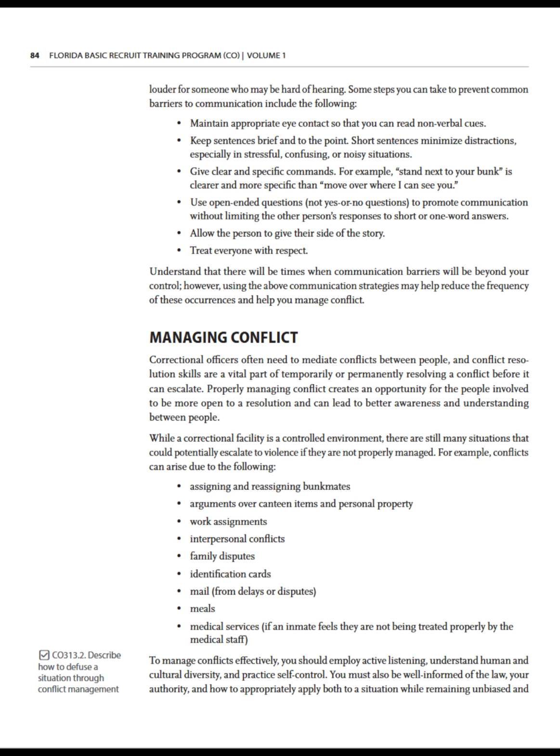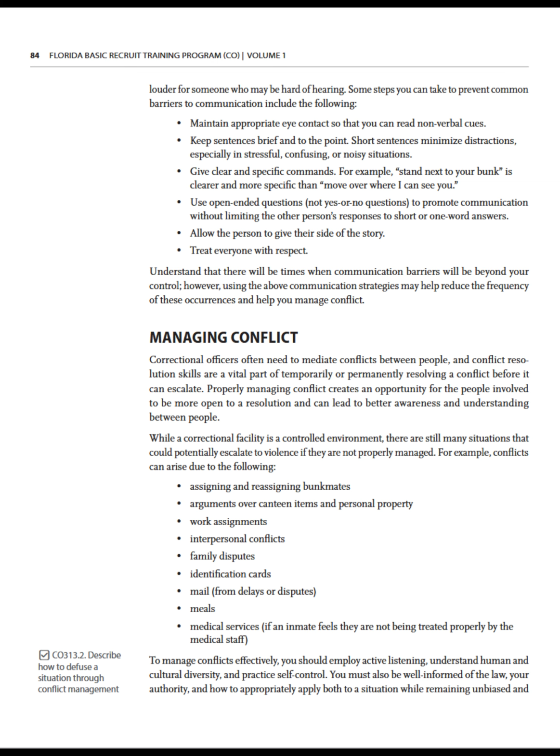Use open-ended questions, not yes or no questions, to promote communication without limiting the other person's responses to short or one-word answers. Allow the person to give their side of the story. Treat everyone with respect. Understand that there will be times when communication barriers will be beyond your control. However, using the above communication strategies may help reduce the frequency of these occurrences and help you manage conflict.